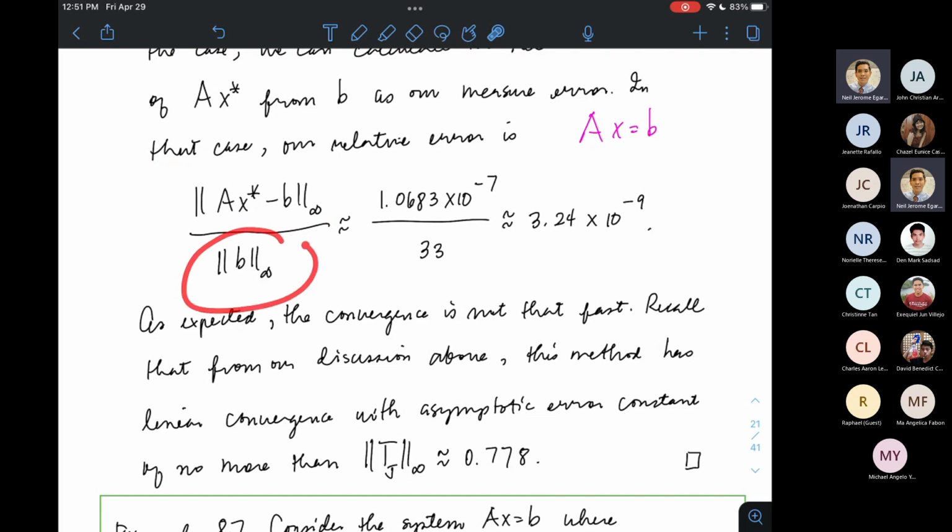Tapos, i-divide ko yon by the norm of what value we are striving for. Remember that we are striving for AX star to be equal to B. So yung denominator ko dun sa relative error ay gagawin ko ay si B, ay yung magnitude ni B. Kasi nga gusto makita yung percentage. Gaano kalayo si AX star as a percentage of B. Alright? And in that case, we can assign our relative error to be 3.24 times 10 to the minus 9. Okay?